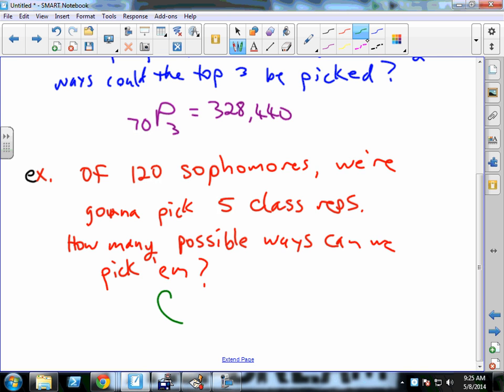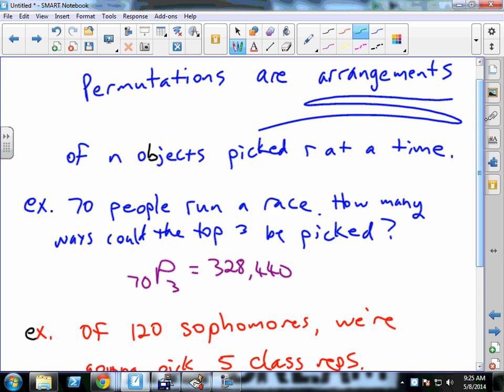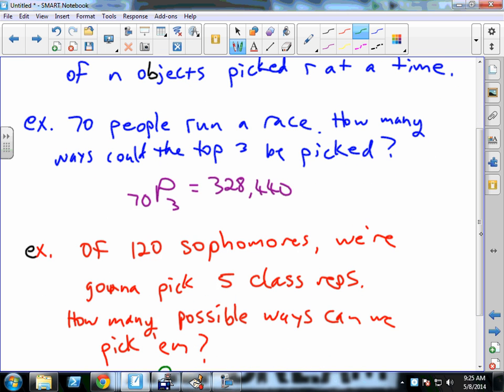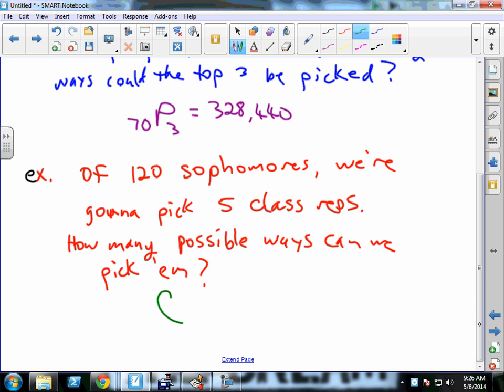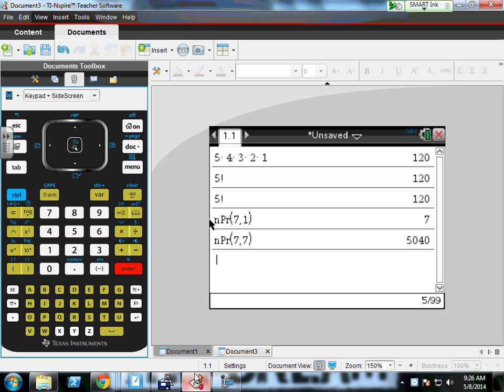By definition, a permutation is an arrangement. If we're picking people that finish a race, we care who gets first, because the person that gets first gets a better prize. When we're picking class officers, it doesn't matter if you were picked first or last, you're a class officer. So the order doesn't matter. Okay, good question. So here we take 120, and we're picking 5 of them. With the Inspire, you can just type in NCR, parenthesis, 120, pick 5, and there we go.